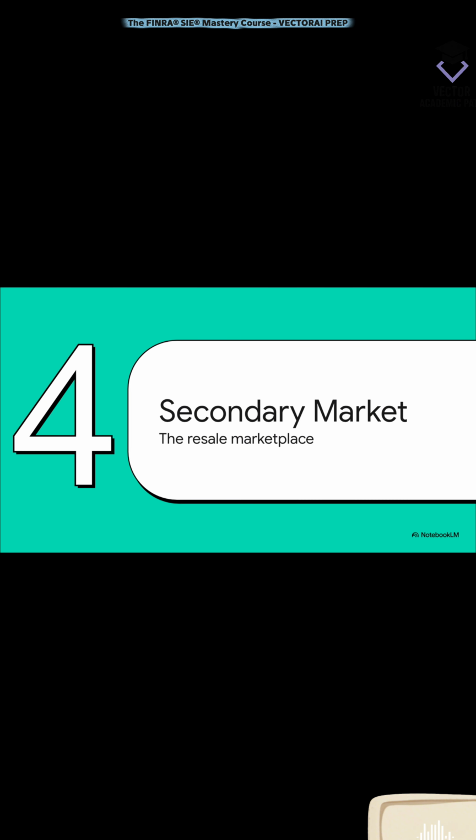Section 4, the secondary market. This is that huge flowing marketplace where existing securities get resold. And here's the most important thing to get. No new money is being created for the company. The original issuer gets absolutely nothing from all this trading.